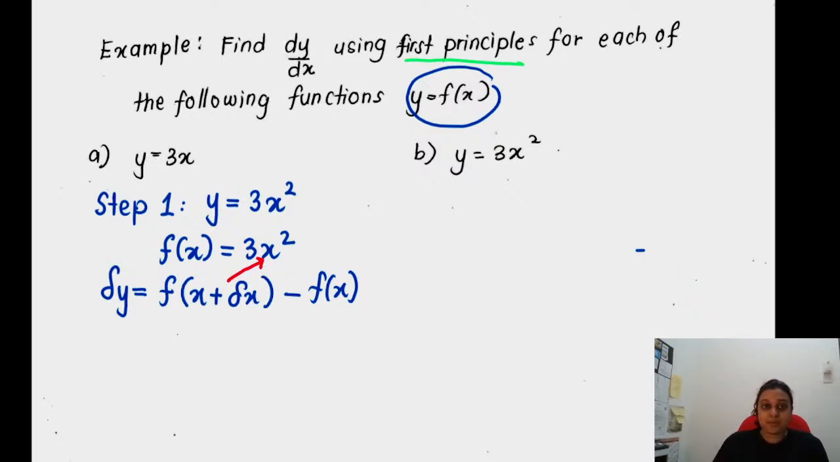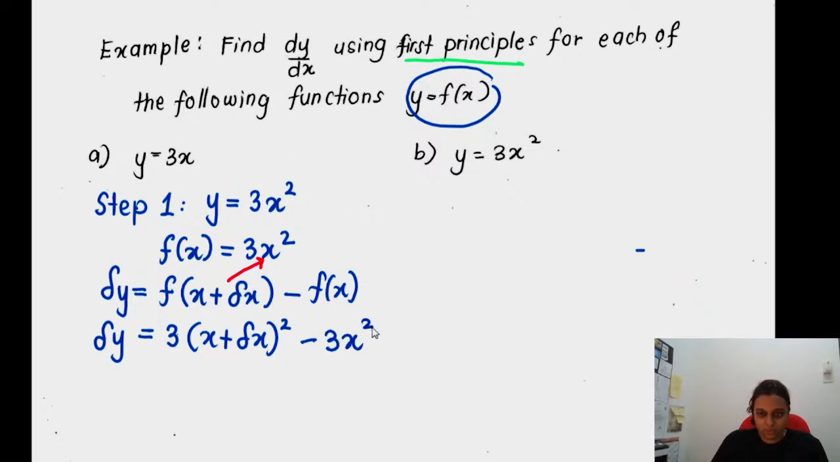So when we substitute into the x, it will become like this. Copy the 3, (x plus delta x), and then you put a square, because the x there has a square, so here also we put square, minus f(x). What is f(x)? 3x squared, so we minus 3x squared. From here, make sure to expand the (x plus delta x) squared first.